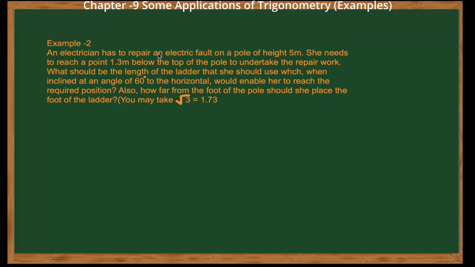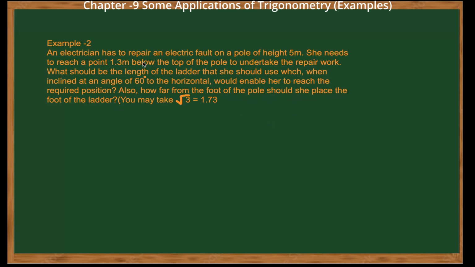An electrician has to repair an electric fault on a pole of height 5 meters. She needs to reach a point 1.3 meters below the top of the pole to undertake the repair work. What should be the length of the ladder that she should use, which, when inclined at an angle of 60 degrees to the horizontal, would enable her to reach the required position? Also, how far from the pole should she place the foot of the ladder?